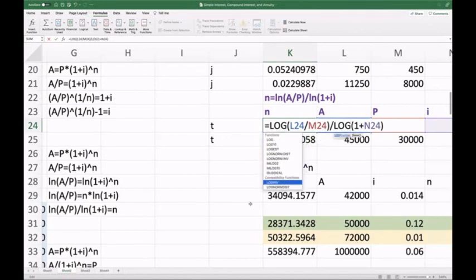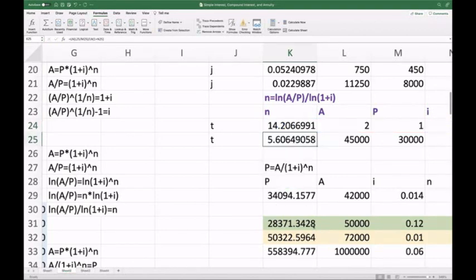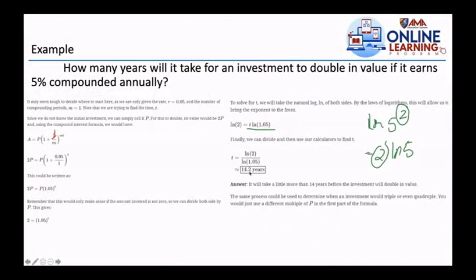So let's see if the answer is the same. And then enter. Okay, it's fine. You can use log also. ln or log is fine. The same answer. Look at the problem: 14.2 years. So the same answer. Okay, class? So you notice about the ln, what I told you about ln there. ln of 5 squared is the same as 2 times ln 5. It's a property of logarithm.